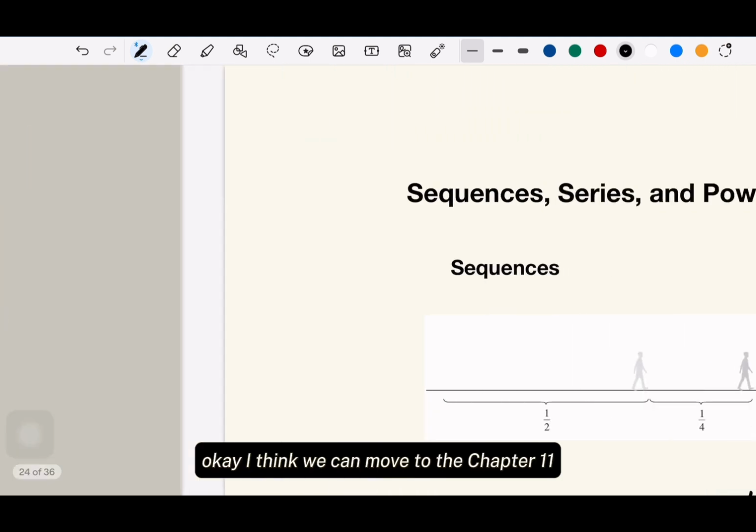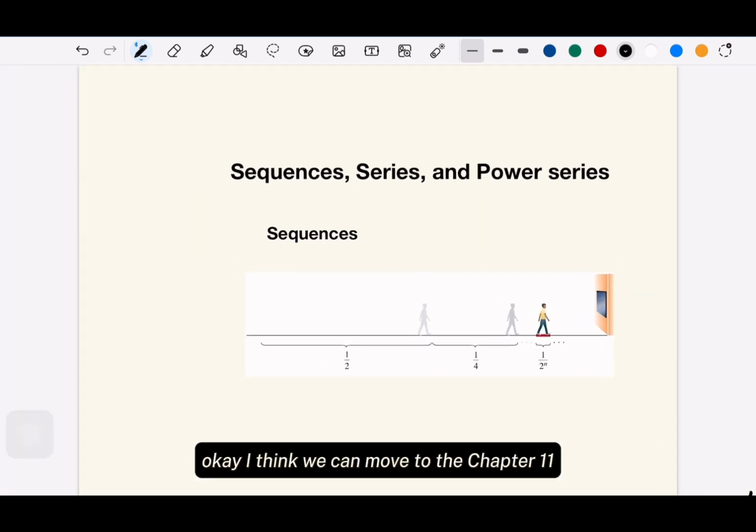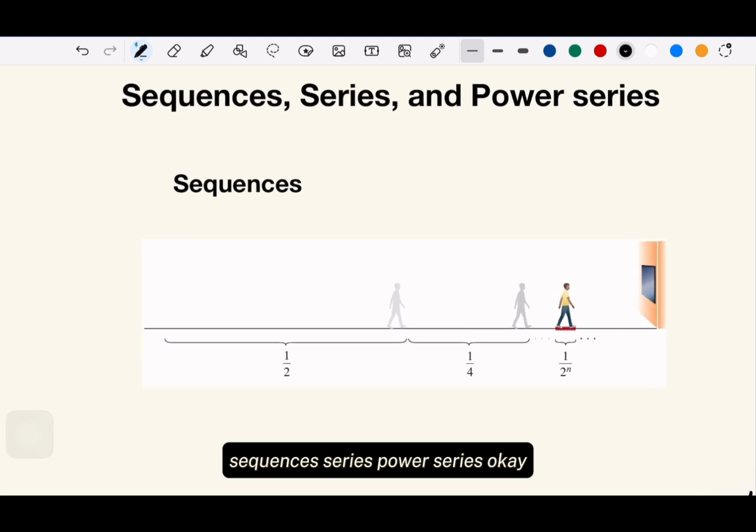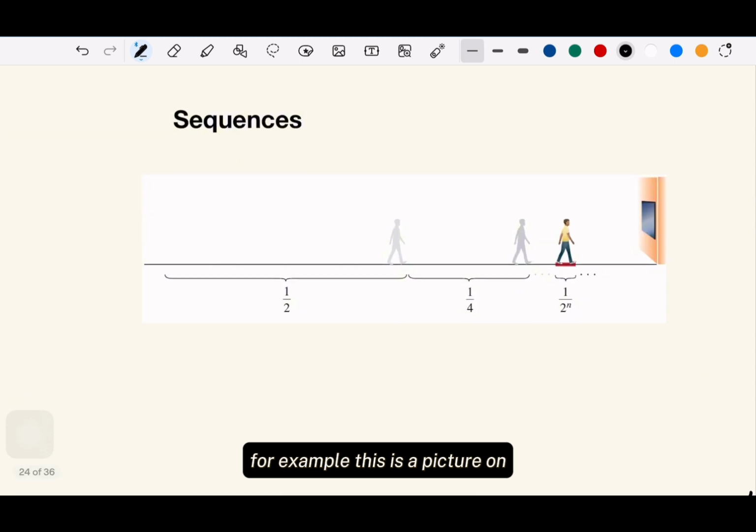Okay, I think we can move to chapter 11, okay? Sequences, series, power series. Okay, we start with the sequences, okay? For example, this is a picture, we call this the Zeno paradox.